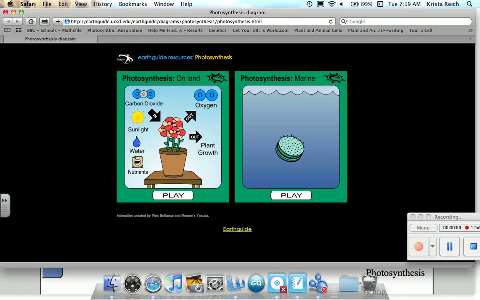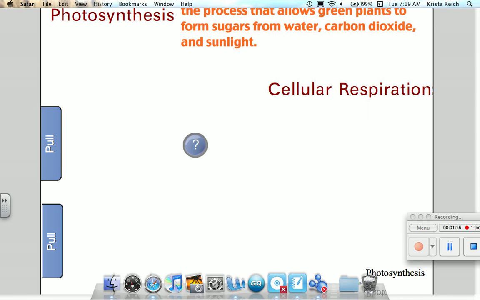Okay? So once again, we have carbon dioxide in the air, plants absorb that, sunlight, and water. This enables the plant to grow because it's being fed, it's being able to produce its own food, and it produces oxygen. Now, oxygen is very important for us. So let me close this out. That's where cellular respiration comes into play.